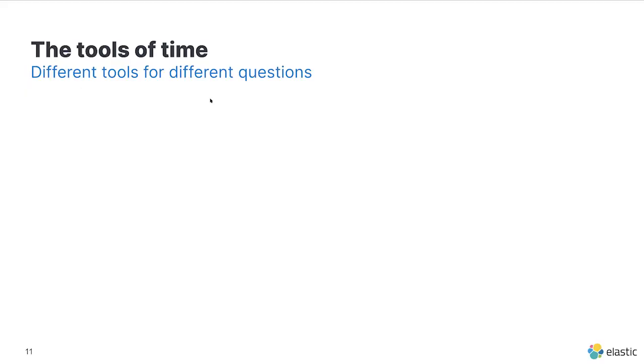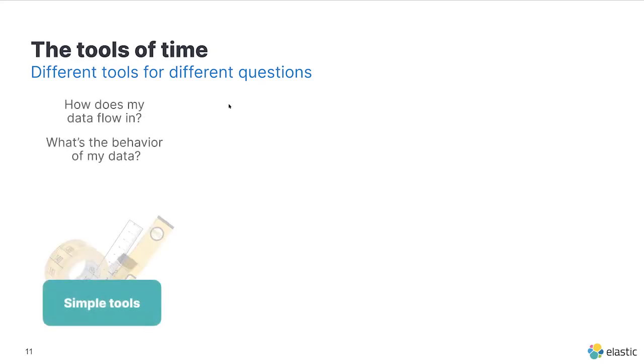In each of these groups, we're going to answer different questions. And the first grouping is the simple tools, which are good, just like a measuring tape or a level, in that they're commonly used and really, really useful to help determine things like, how's my data flowing in and what's the behavior of my data.